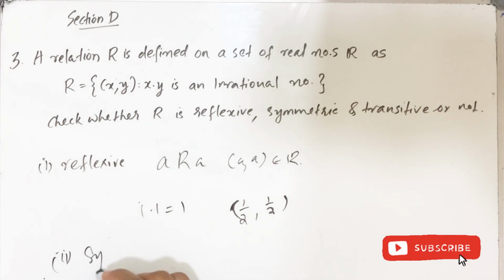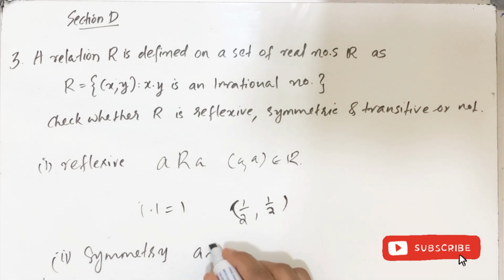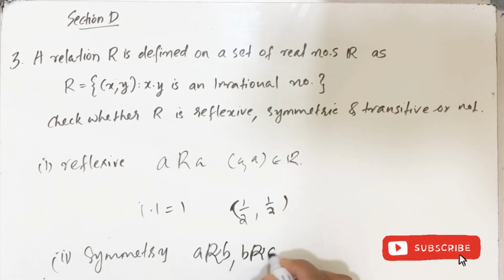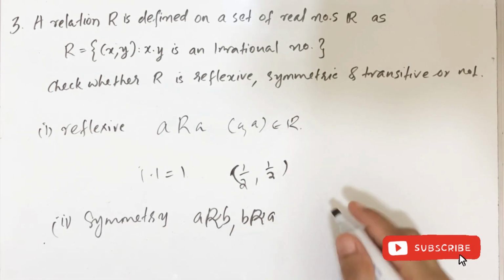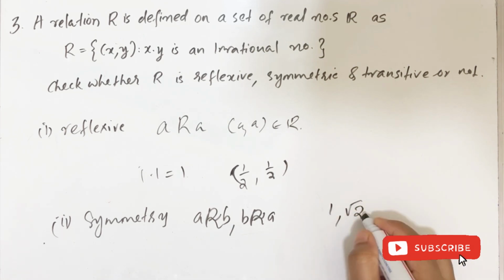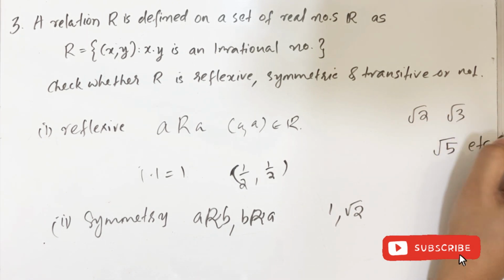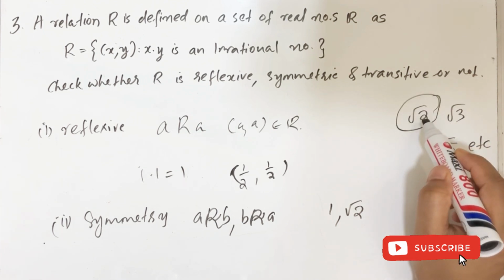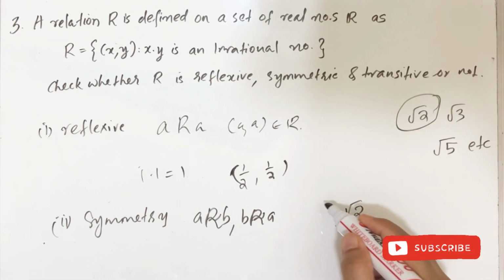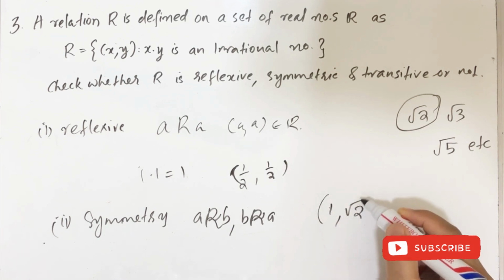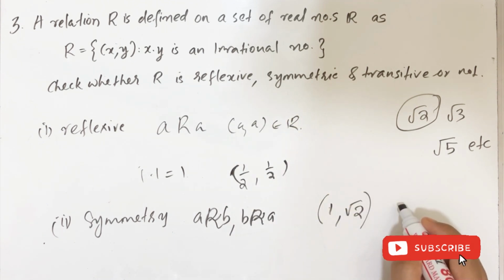Next is symmetric. Symmetric means if a is related to b, then b is related to a. No need to check all the elements. If we take one pair of elements a and b, say 1 and root 2, 1 into root 2 is root 2. We know irrational numbers are root 2, root 3, root 5, etc. So I take one pair, a as 1 and b as root 2. (1, root 2) belongs to R. Why? Because 1 into root 2 is root 2, an irrational number. So this pair belongs to R.